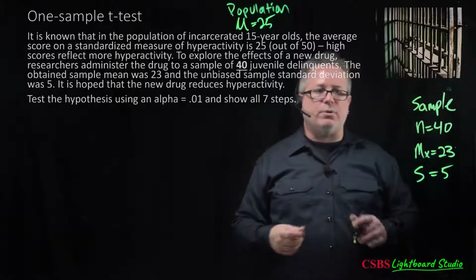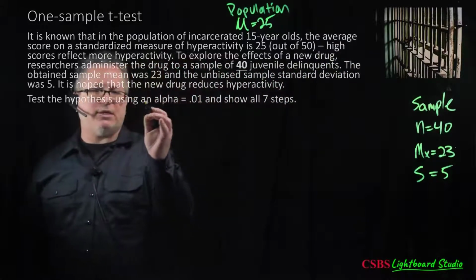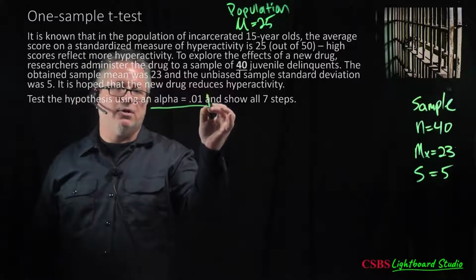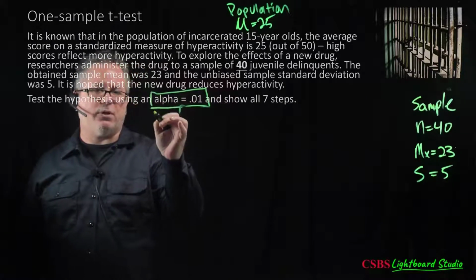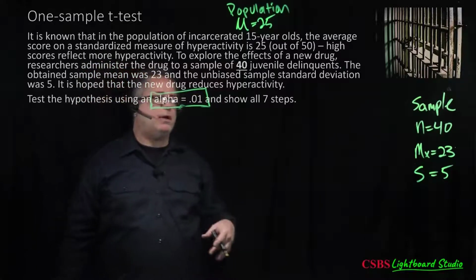What other things are important? Again, this is one of those cases where assuming 0.05 is not okay, because it does say use an alpha of 0.01. So we're given a different than normal alpha level.